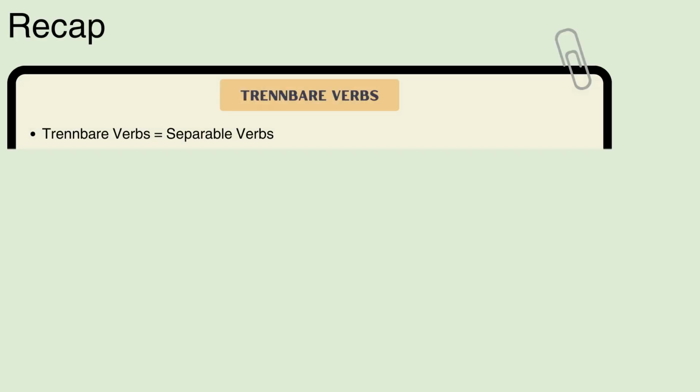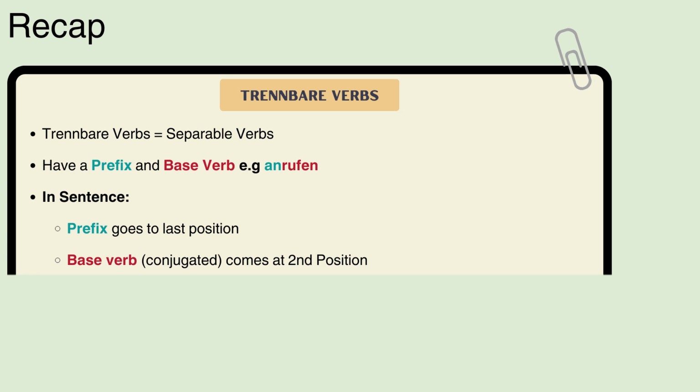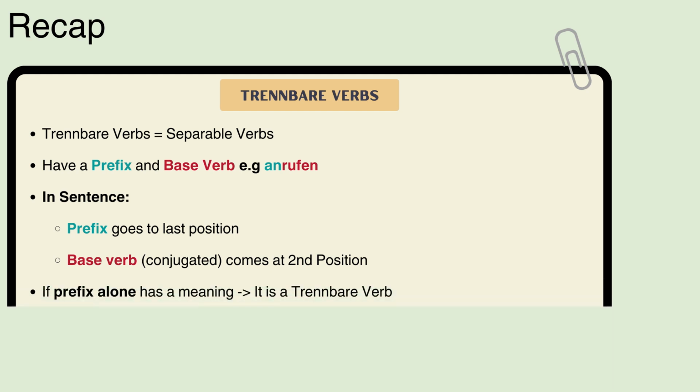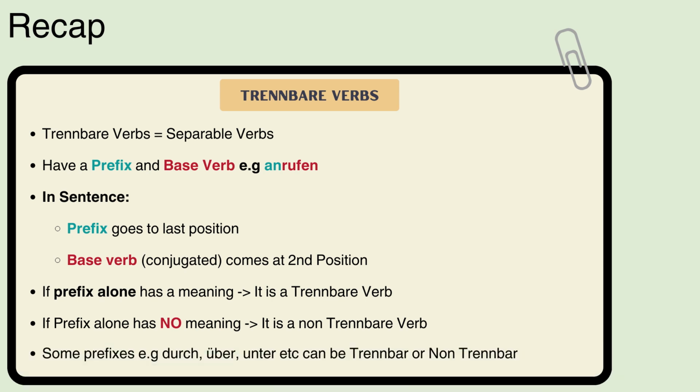Now let's do a recap. Trennbare verbs are also called separable verbs in English. These verbs have two parts, a prefix and a base verb. When used in a sentence, the prefix goes to the last position and the base verb comes at the second position in its conjugated form. In separable verbs, the prefix alone also has a meaning in the German language. In non-Trennbare verbs or non-separable verbs, the prefix alone has no meaning. Verbs with the prefixes such as durch, über, unter, auf can be separable or non-separable.